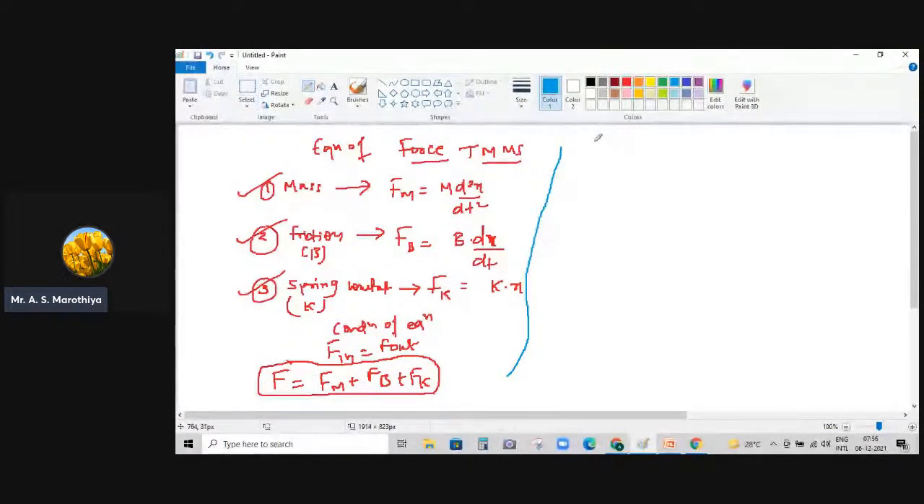Now here we are having rotational motion type mechanical system. And in rotational motion type mechanical system, instead of having mass, now here we are having inertia indicated by symbol J.